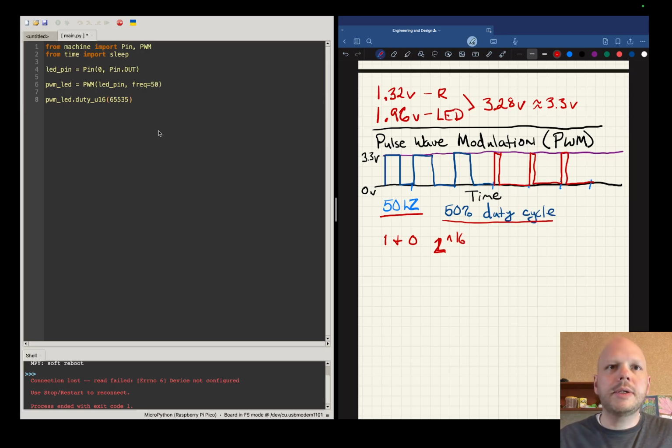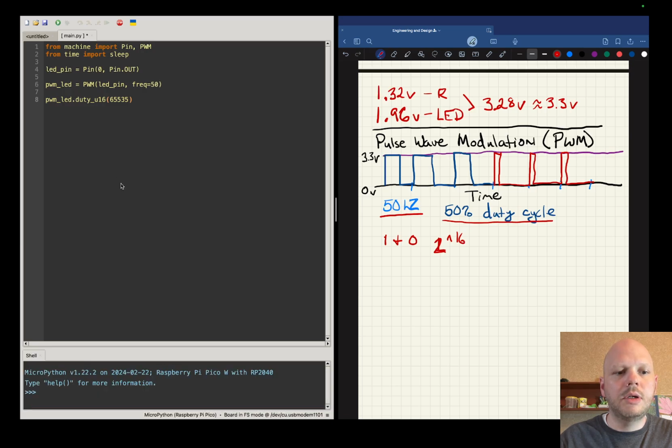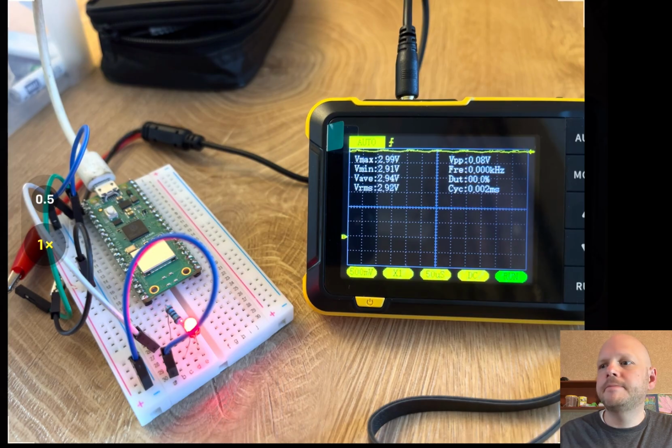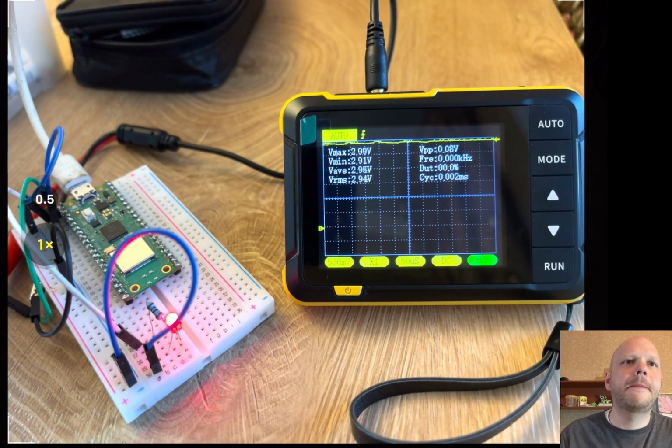And hopefully my screen comes back. I'm going to reconnect to my Pico. Sorry, having a few problems. There we go. So you can see on my iPhone screen that it is lit up.